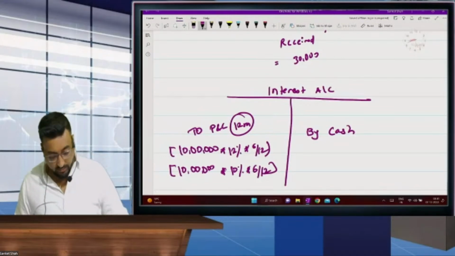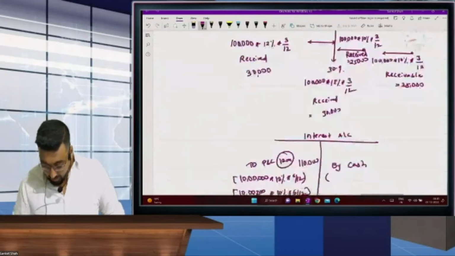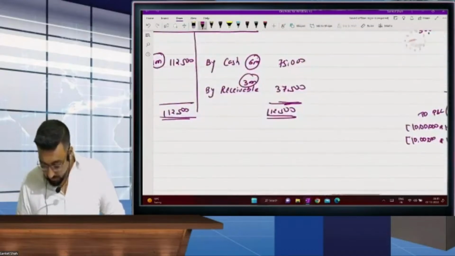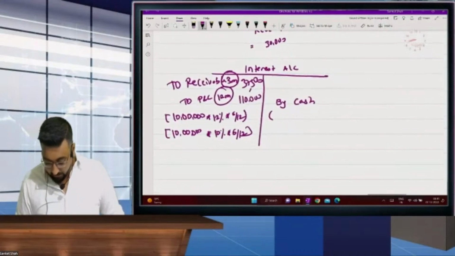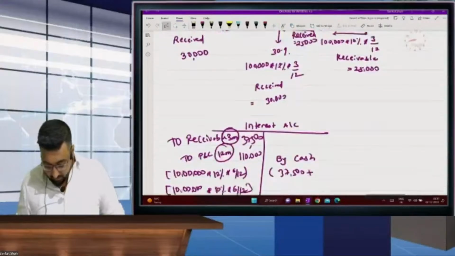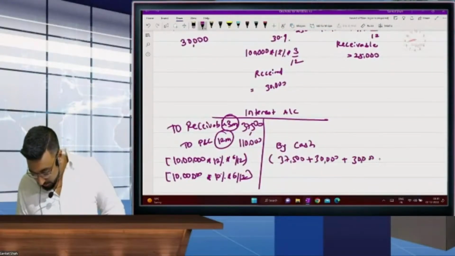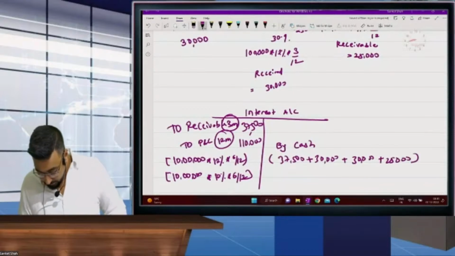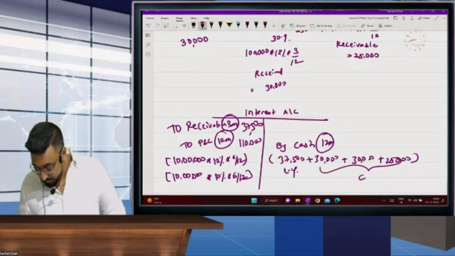So this is 1,10,000. By cash, अच्छा, first year का to receivable 37,500. 3 months, 37,500. By cash 37,500, I received it now, plus 30,000 plus 30,000 plus 25,000 of 12 months. ये last year का मिला और this is of current year.